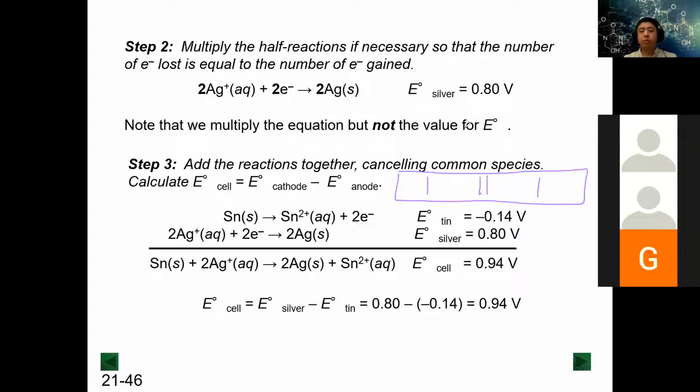Okay, does anyone else need more time to draw this? So your line notation should look like this. You have your Sn and this is your solid, okay? That's your electrode. And on this side, you should have your Ag. I don't need the 2, so you don't need to include the 2 here. This is your solid. Let me redraw that.